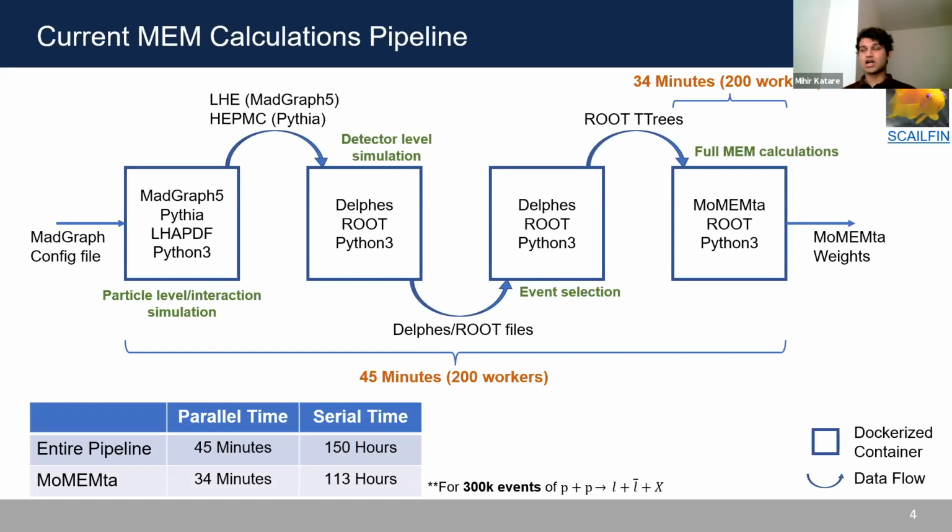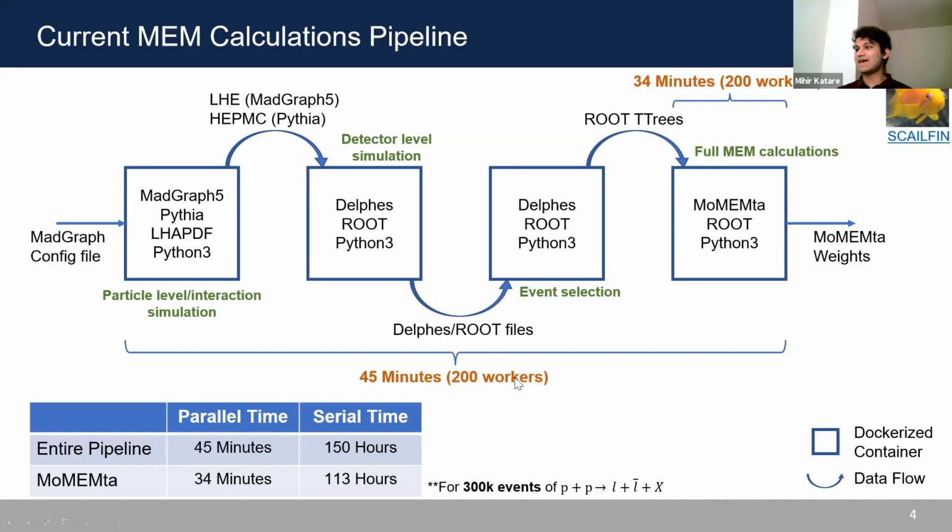So this is what the current pipeline for the calculations looks like. This has been dockerized and containerized by my other mentor, Matthew, under the context of the ScaleFilm project. Each of these containers are parallelized and can be run on the supercomputer that we have access to at the UIUC. Each of these containers, again, have their own particular tasks, and I won't really go into the details, but you can see that this one will do particle level simulations and particle interaction simulations. You have detector level simulations, some basic event selection, and finally, the final container, which actually performs the full matrix element method calculations using momenta.